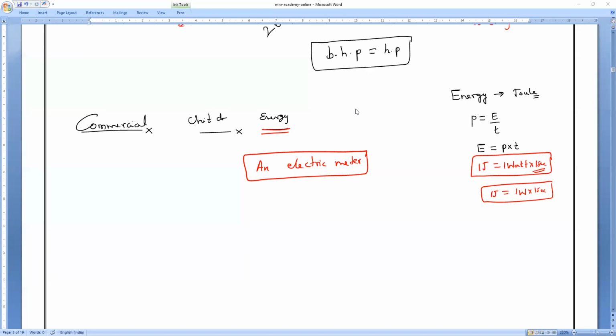Is there any house without an energy meter? Unless you are using illegal current, you will definitely have this energy meter. Does everybody have it or not? All of you? Yes, sir. So many people don't know how it works.